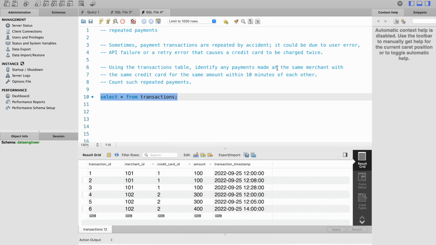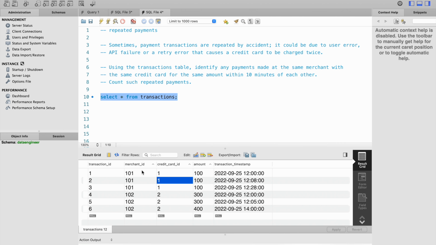Identify any payments made at the same merchant with the same credit card for the same amount within 10 minutes. So the problem says that if the merchant ID, credit card ID and amount occur within a 10 minute time frame, then we count it as a repeated payment.